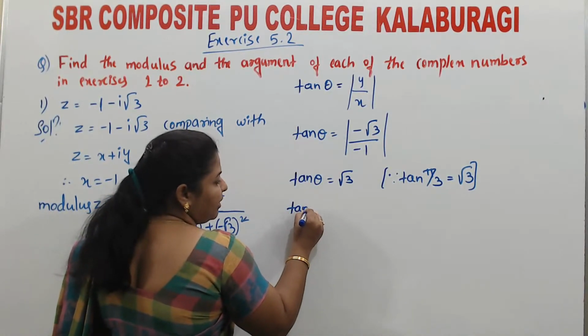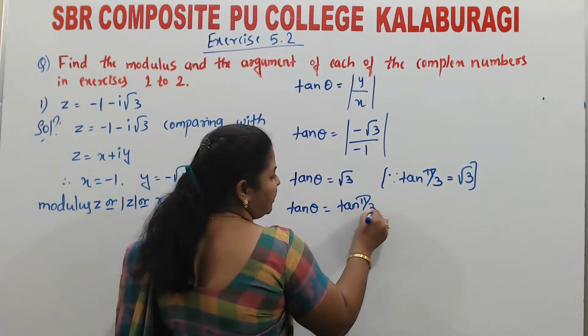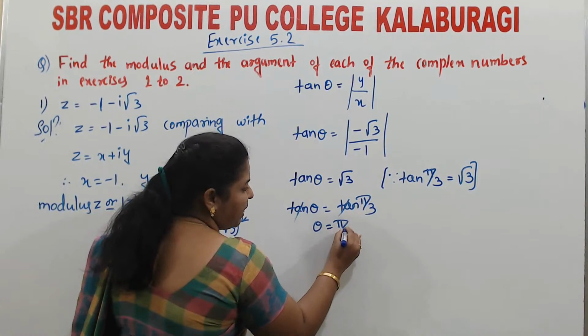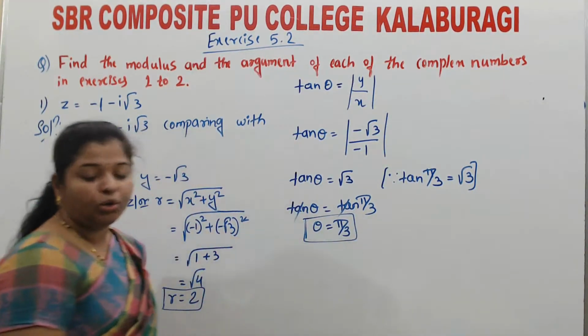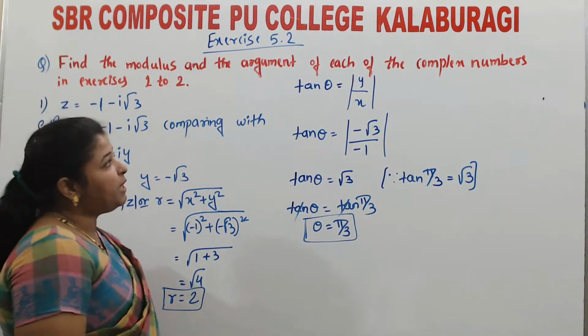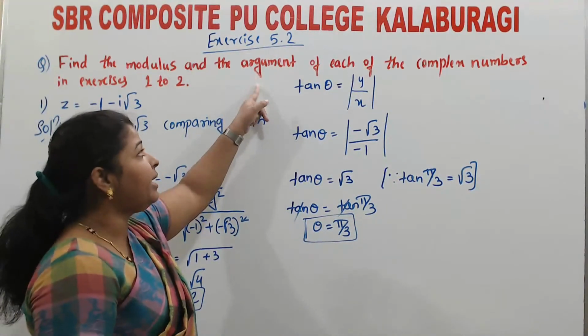Therefore, tan theta is equal to tan of pi by 3. Tan gets cancelled. Then theta is equal to pi by 3. What is the value of theta here? Theta is equal to pi by 3. If the theta value is pi by 3, next what we have to find? The argument we have to find, right?